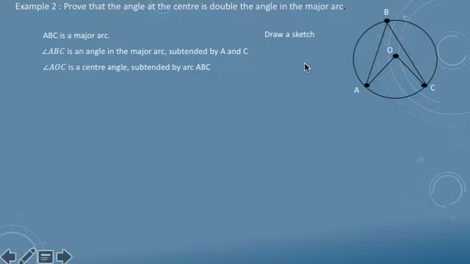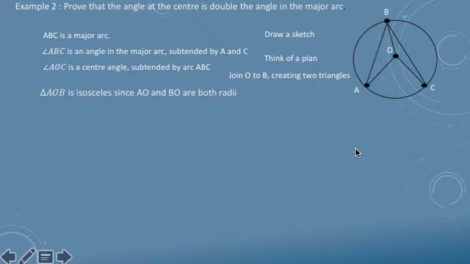So again, draw the sketch, think about what we know, and now we're going to think of our plan. So we've got to somehow break these into triangles, then start labeling things, and usually with proofs, guys, it just kind of flows. Just by starting to label things, sometimes it becomes more and more obvious. So let's make some triangles. So we've made triangle AOB and triangle COB.